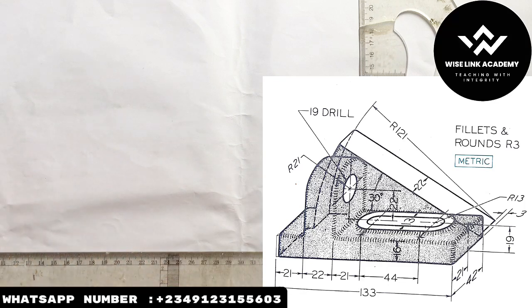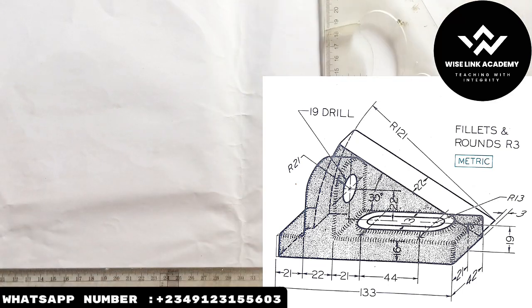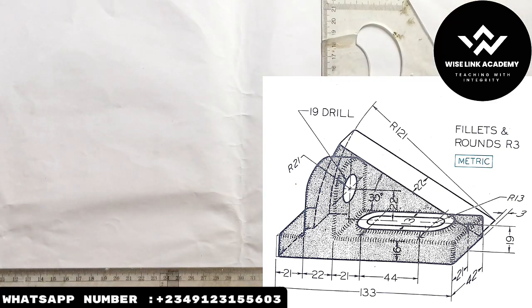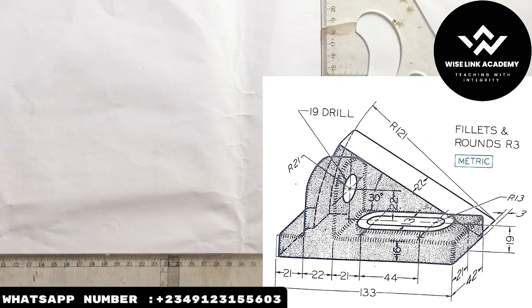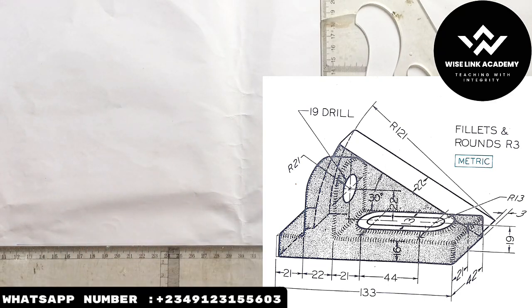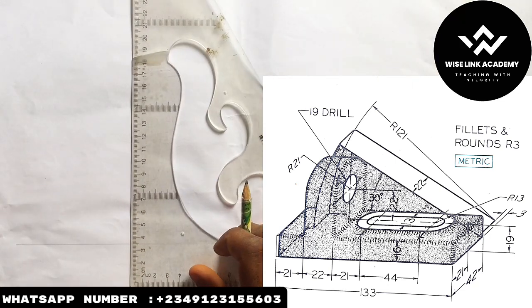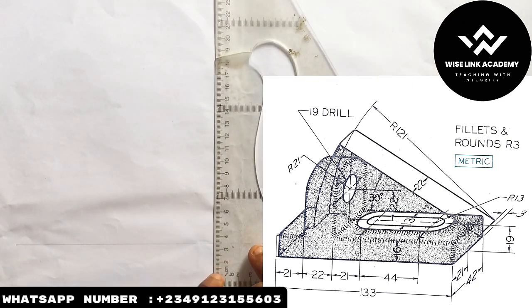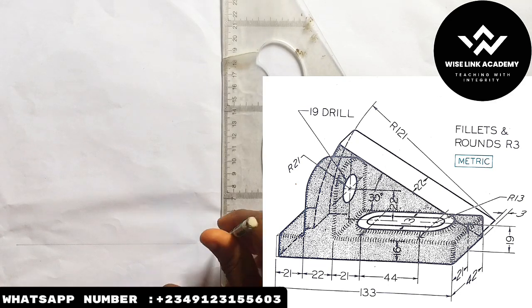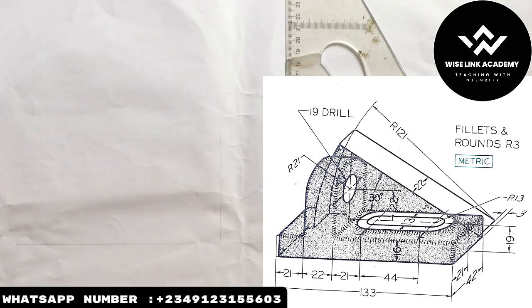Alright, let's try to produce this one using the concept of isometric projection. First things first, our first task when it comes to isometric projection is to draw out your isometric axis. What do I mean? I'll take my t-square this way and draw a horizontal line, as you can see. At any point of my choice on this horizontal line, I'll take my t-square and draw a vertical line, as you can see in front of you.